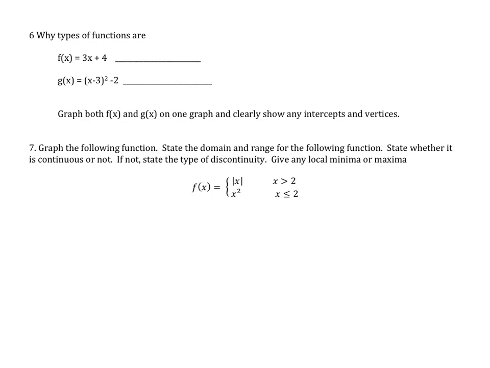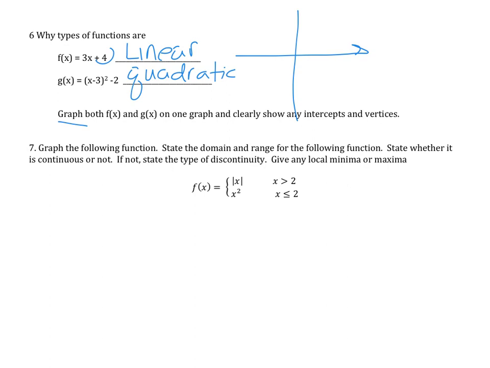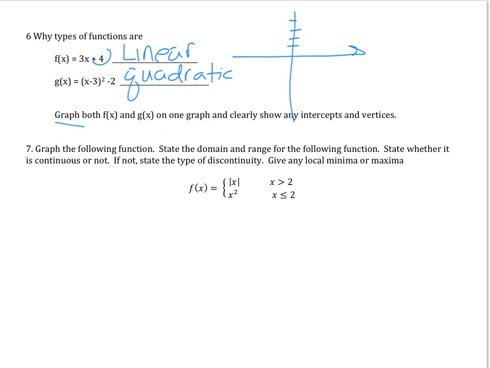Okay, these are review from the first day. F of x equals 3x plus 4, that's a linear function. G of x equals x minus 3 squared minus 2, this is a quadratic function. It would look like a parabola. Now it says graph them both, and so I'll put a new slide in and well, actually I think I could fit it here. So you'll have graph paper on the test, but you're going to look for your intercept for your linear. So for f of x, we'd go up 4, and that would be your intercept.